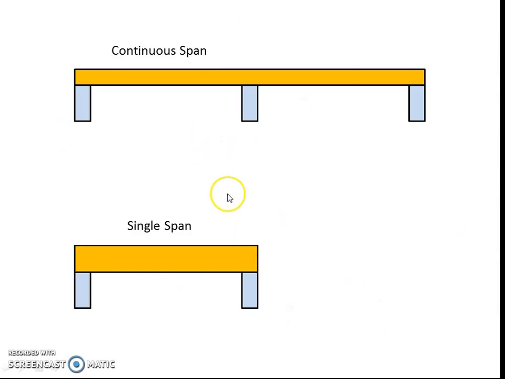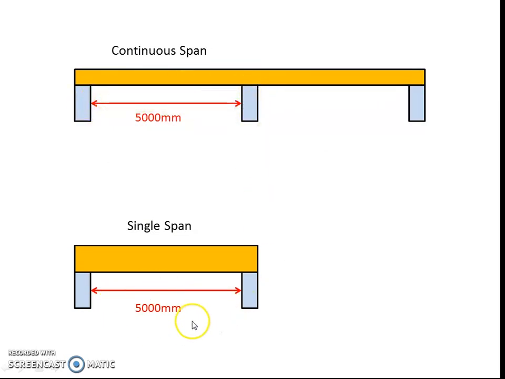If I use this as an example, I'm going to throw a couple of measurements. So we've got 2 different setups here. Here is a continuous span, but from one support to another we've got a 5 metre continuous span. Here we have a 5 metre single span. So both of these joists are spanning the same distance, even though that one continues over. You'll notice that this joist is bigger than this one, and that's deliberate.